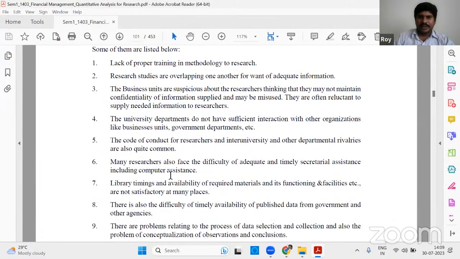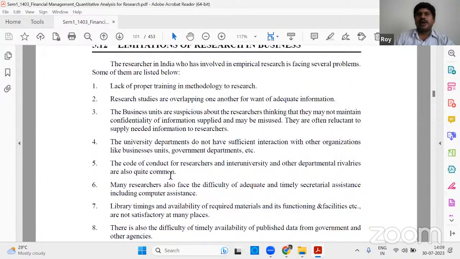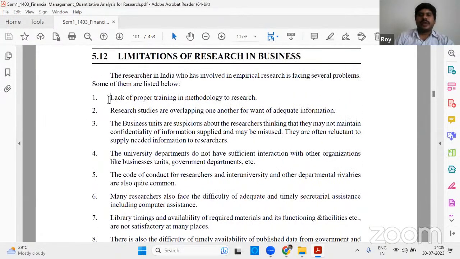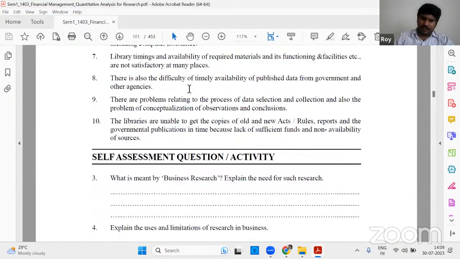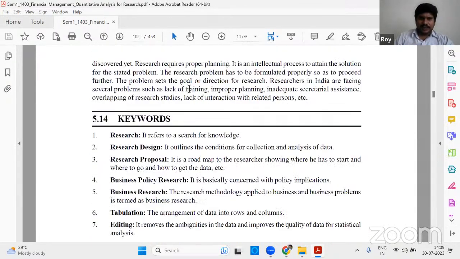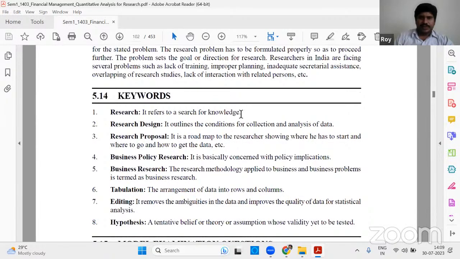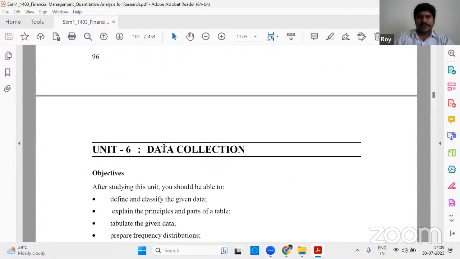These are some uses of research in business. You can read and understand. There are some limitations also. Lack of proper training in research methodology is one of the limitations, because if you don't know what kind of methodology and what kind of analysis you should do, all the points will be there. Research means a search for knowledge.